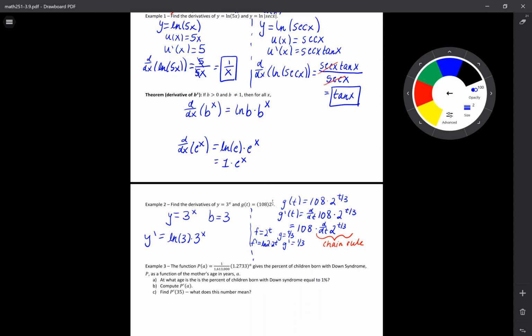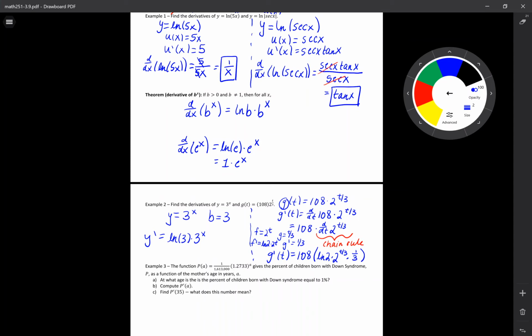So then, if I look at this g, I see that g prime of t is equal to 108. We can't forget about that constant. And then the derivative of 2 to the power of t over 3 is equal to f prime of g of t, according to our f's and g's here. So f prime of g of t would be natural log of 2 times 2 to the power of t over 3. That's f prime of g of t times g prime, which is 1/3.